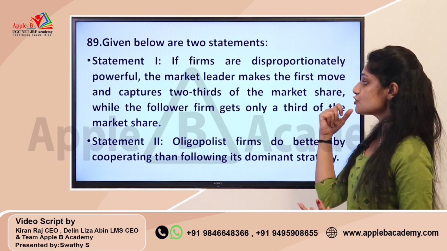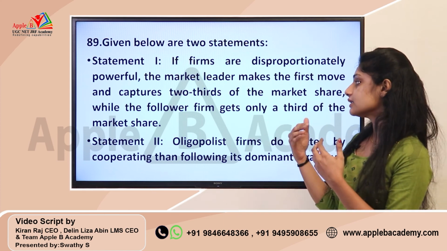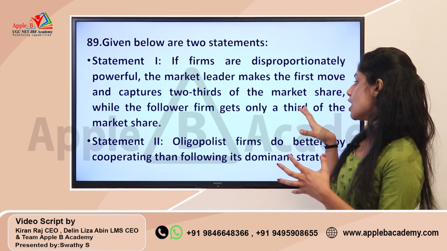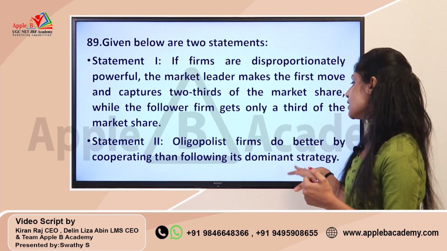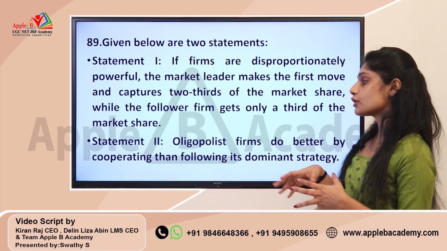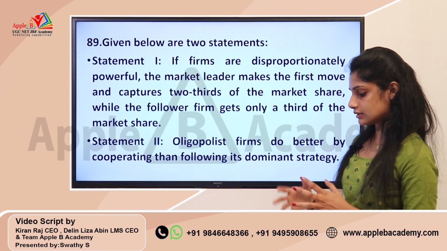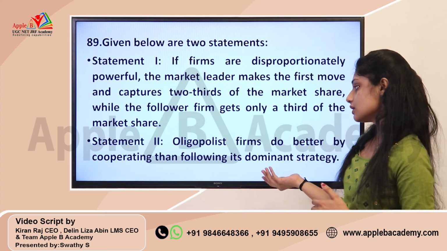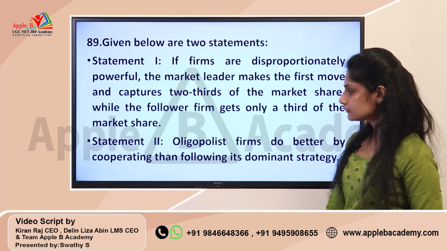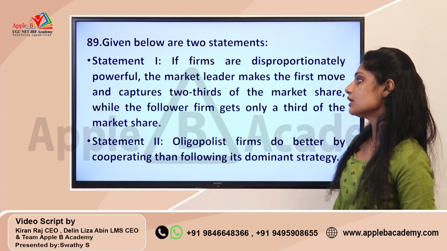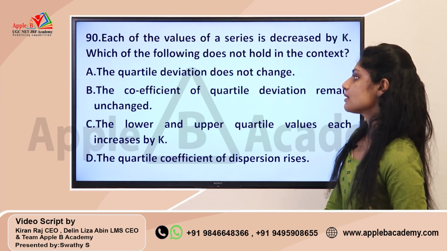Okay. So, first statement is saying that if the market leader takes 2/3, then the remaining, the follower is getting only 1/3. And in statement 2, it is specifying about oligopolistic firm. That means they are doing better by making a cooperation. They are working in a cooperative manner rather than making some dominancy with other competitors. Okay. So, you can say that both these statements are correct. That is option A.